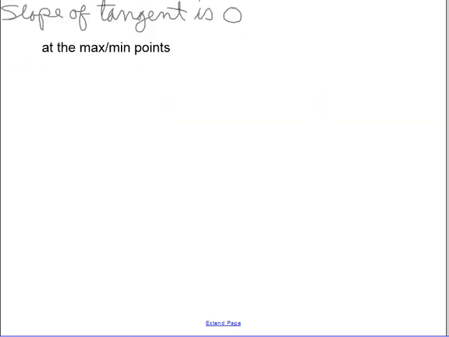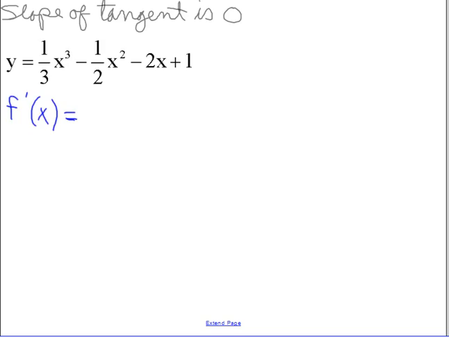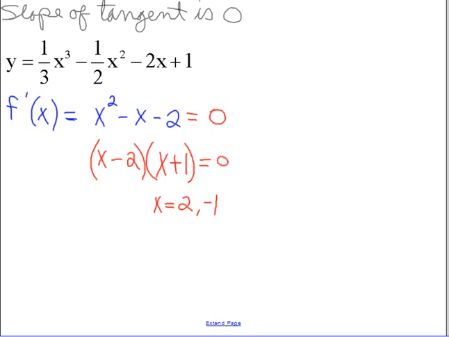So how do I find the maximum and minimum points? Well, you take the derivative. There it is. And you set it equal to 0. That's how you maximize or minimize a function. So solve, and I find out where the maximum and minimum occurs.